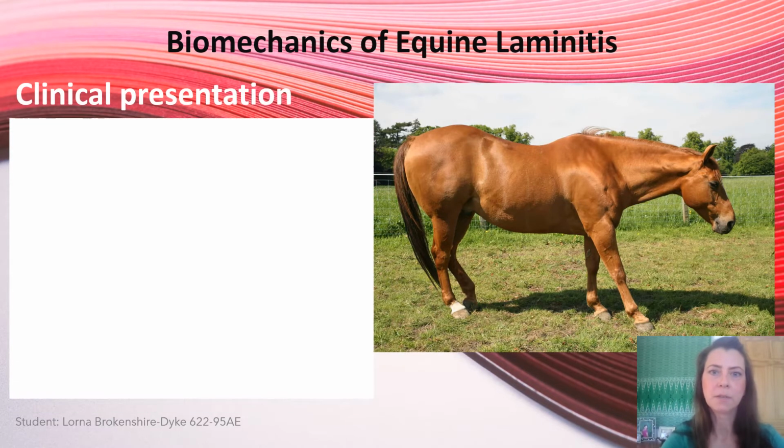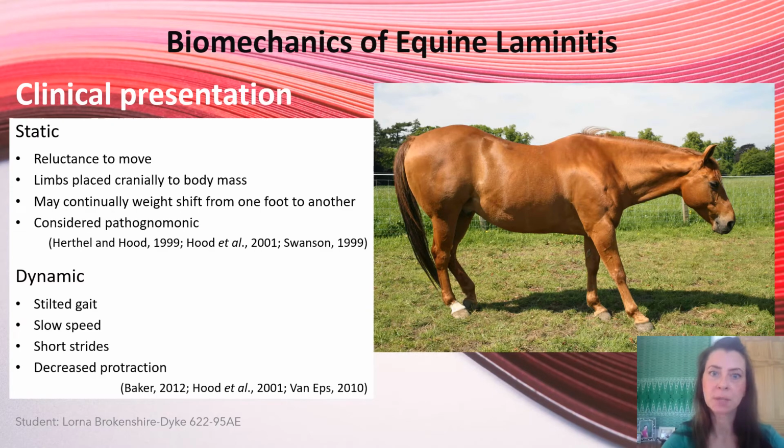The classic stance of the acutely affected horse is a patient that prefers to stand in one place, continually shifting its weight from one foot to another. The horse's front feet, and sometimes the hind feet, are set ahead (cranially) compared to the normal stance. In severe forelimb laminitis, the posture is considered pathognomonic, as in the photo here. Affected horses display a slow, stilted gait with short strides and decreased protraction.